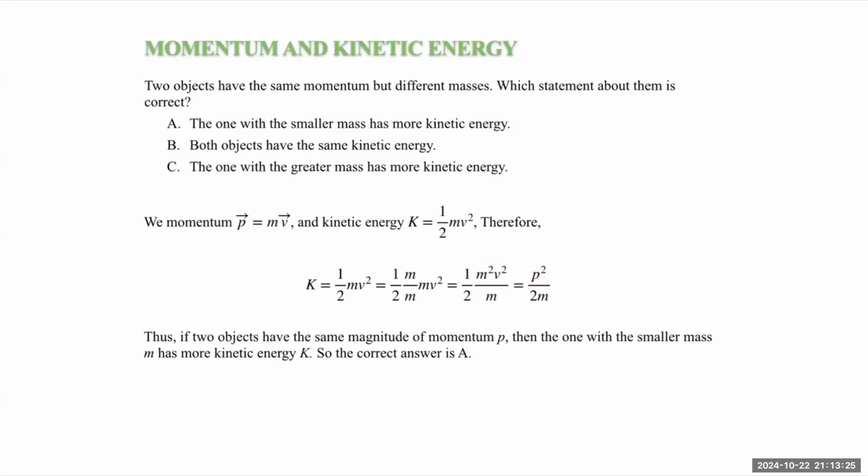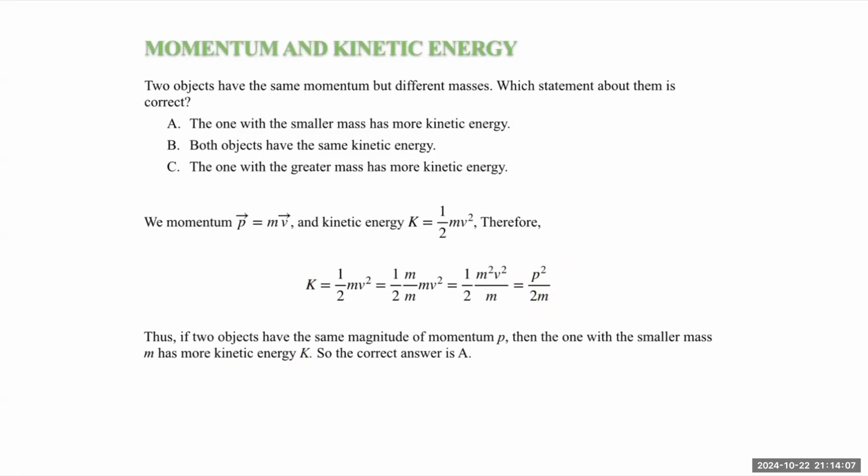So if two objects have the same magnitude of momentum, then the one with a smaller mass has more kinetic energy. That means here the momentum P is the same in both conditions. Now if the mass is smaller, what happens to the kinetic energy? The momentum is squared and divided by mass, so this will be even larger. But if the mass is really large, my kinetic energy will be smaller. Make sense? Compared to the one with a smaller mass.